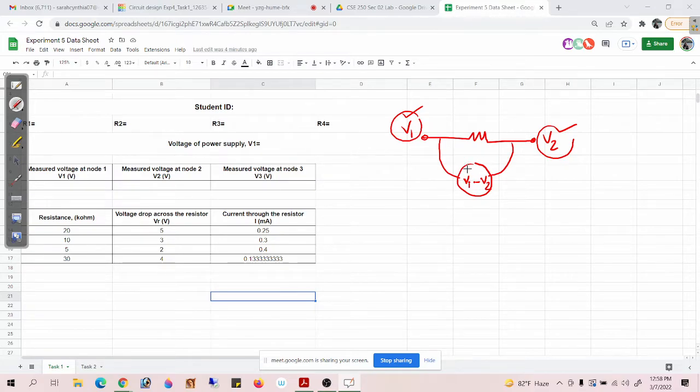Did I get myself clear? So this V1 minus V2 basically represents VR, or the voltage across the resistance. Okay, now did I make myself clear, or is there any further confusion?